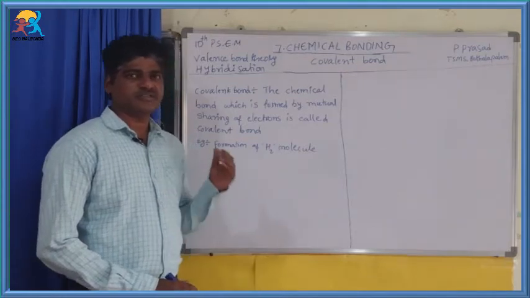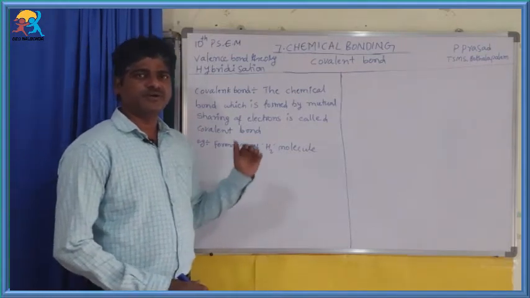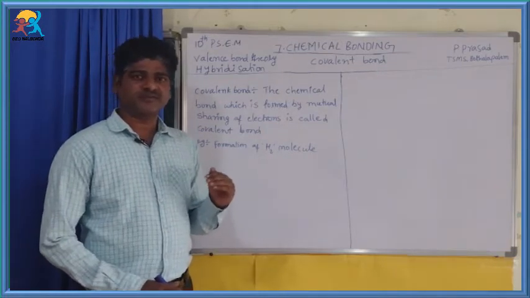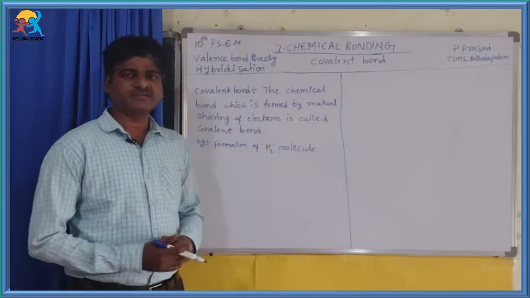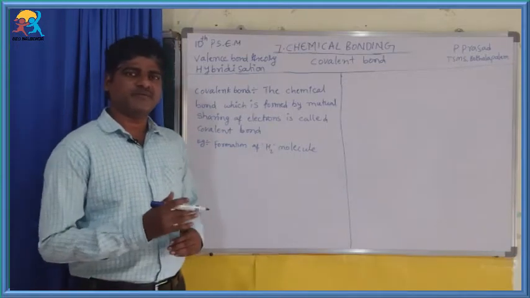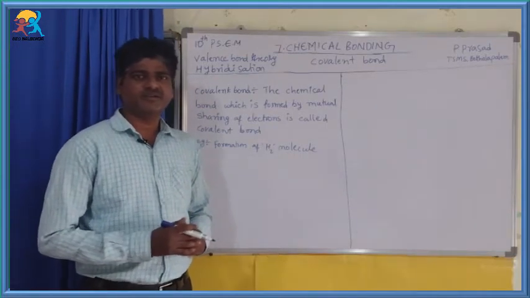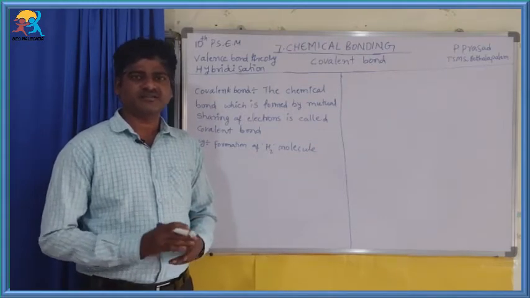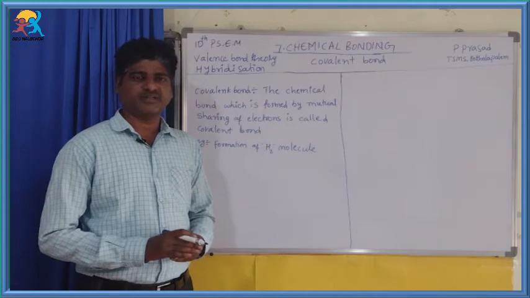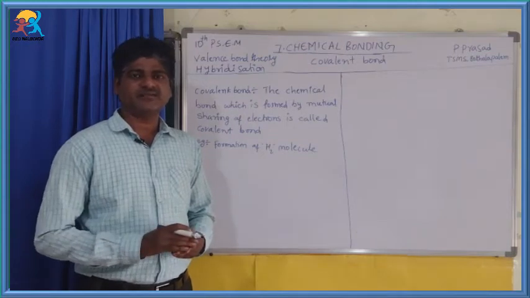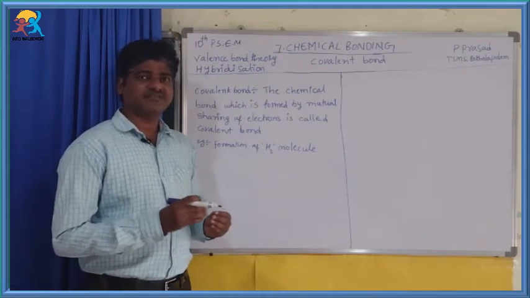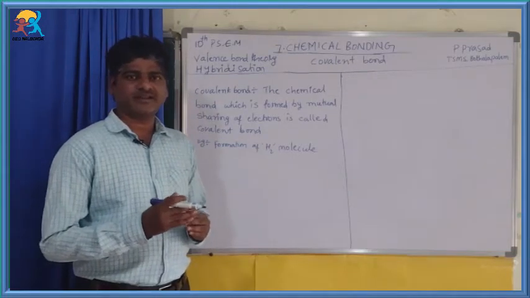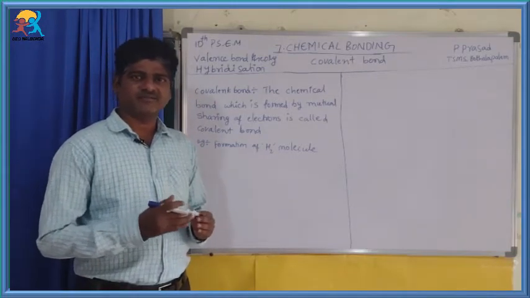Today I am going to discuss the formation of covalent bond. So how is the covalent bond formed between atoms? In the previous class we discussed the formation of ionic bond, which is formed by loss or gain of electrons between atoms. That means by loss or gain of electrons, ions will be formed. By loss of electron, which ion will be formed? Cation. By gain of electron, anion will be formed.